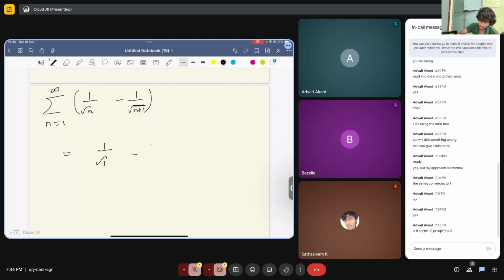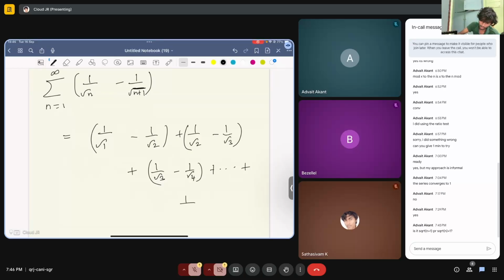1 minus 1 by root 2, plus 1 by root 2 minus 1 by root 3, plus 1 by root 3 minus 1 by root 4, plus dot dot plus. So I'm looking at the nth term. Okay, so this will be plus 1 by root n minus 1 by root n plus 1, right? You have only something like this.